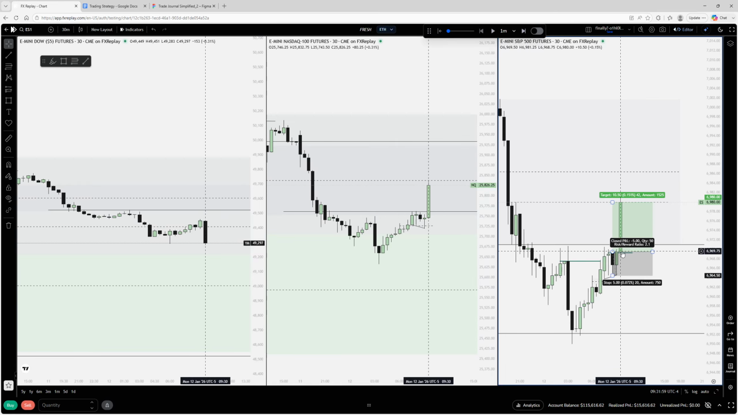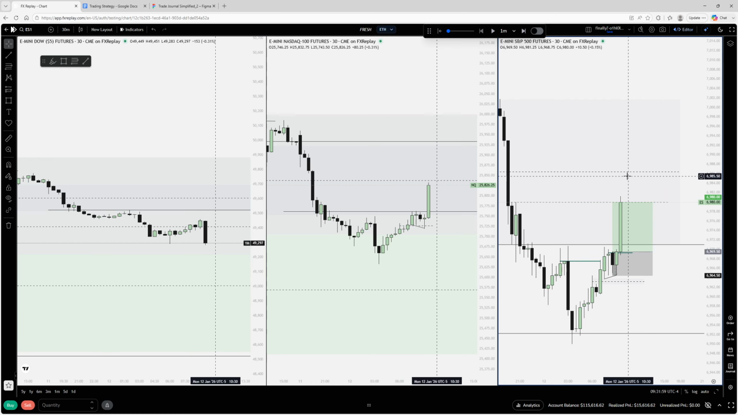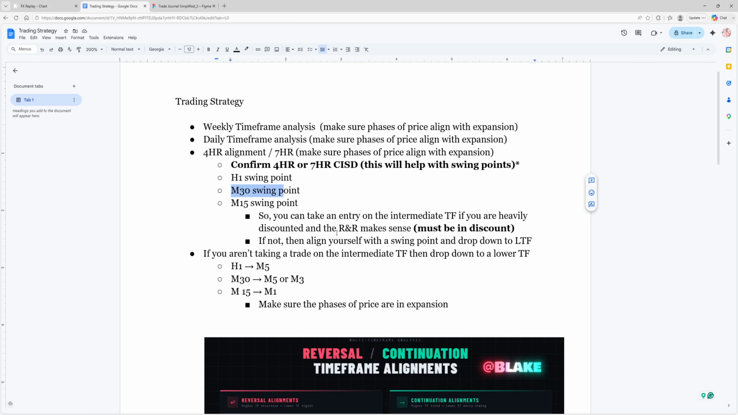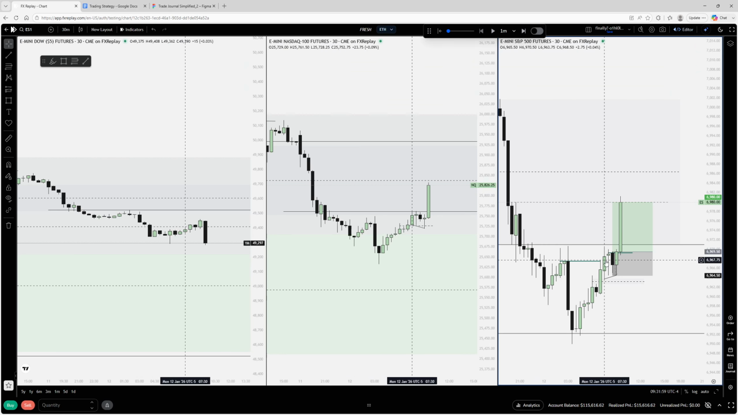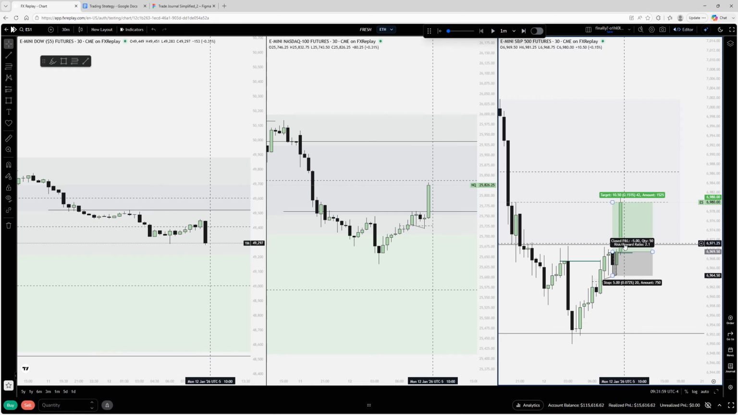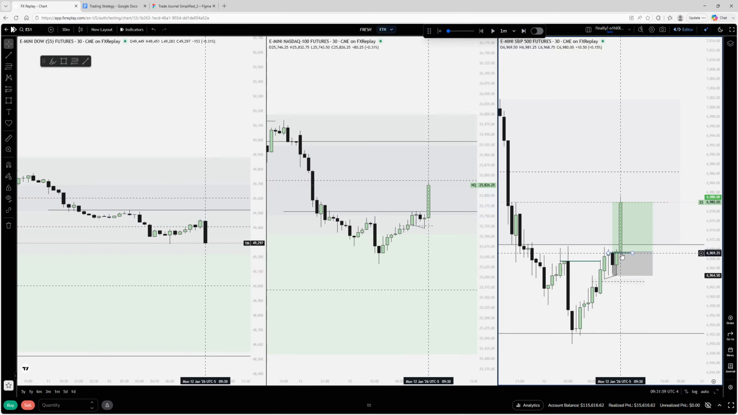So I took that as an entry, and honestly, this was crazy because this was at 9 o'clock. The next 30-minute candle just automatically expanded. So, yo, so many things are coming into play here. So what did I talk about? Driver logic. If the reversal and or retracement has happened prior to the driver, then the driver should just expand. So what do we have here? The reversal and the retracement prior to 9:30 equities open.